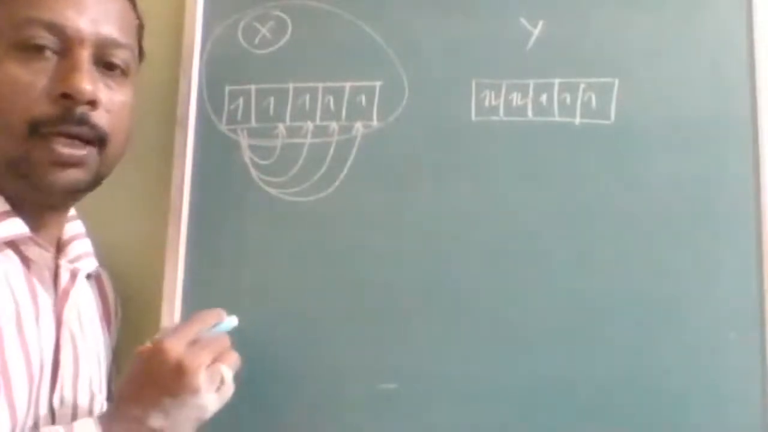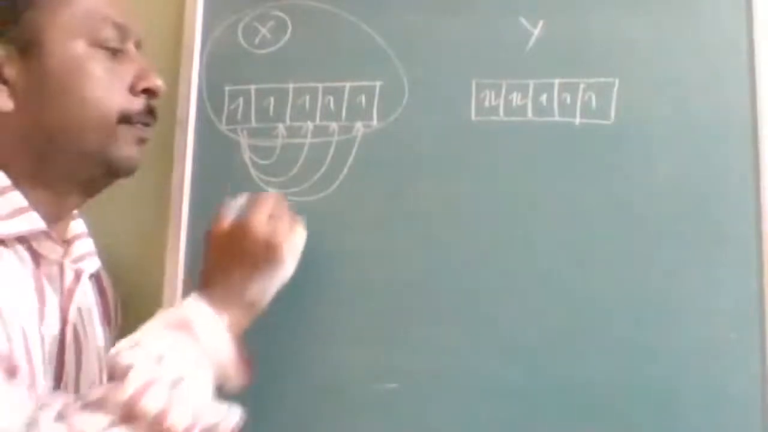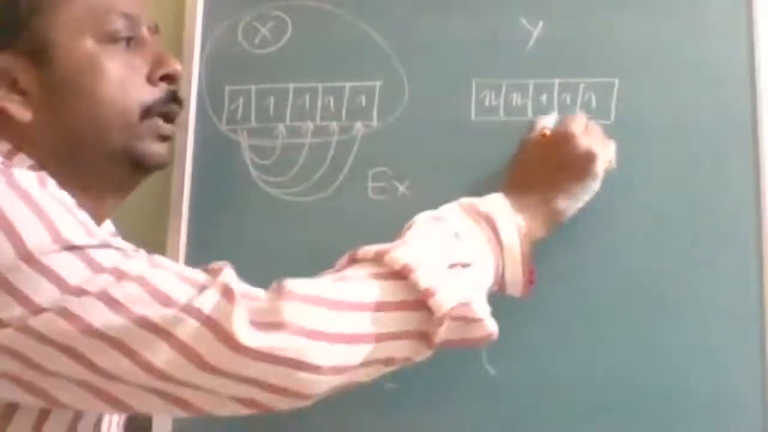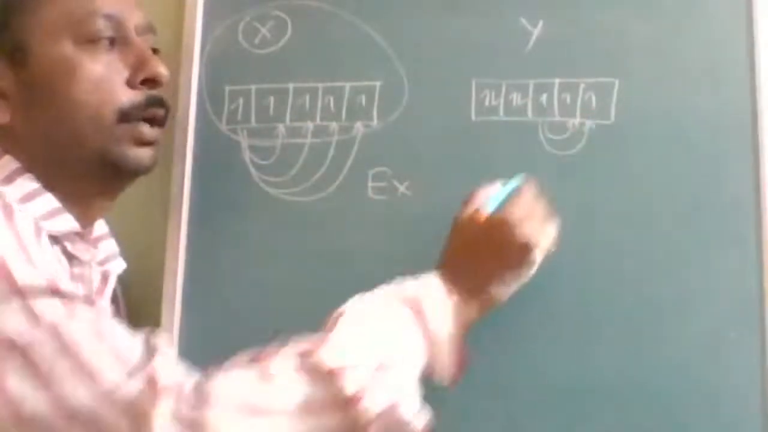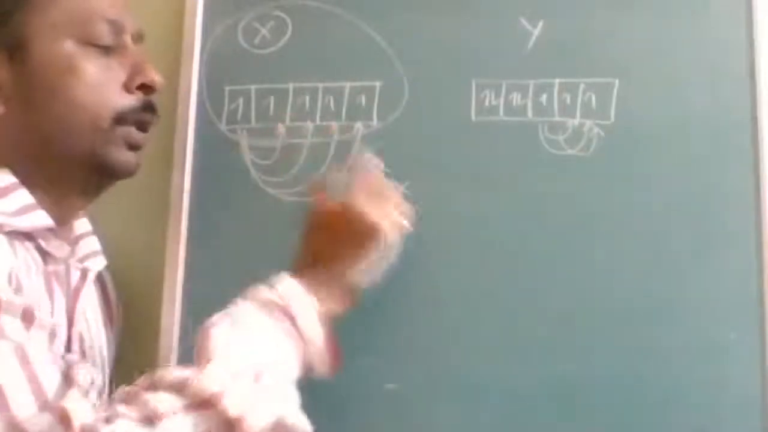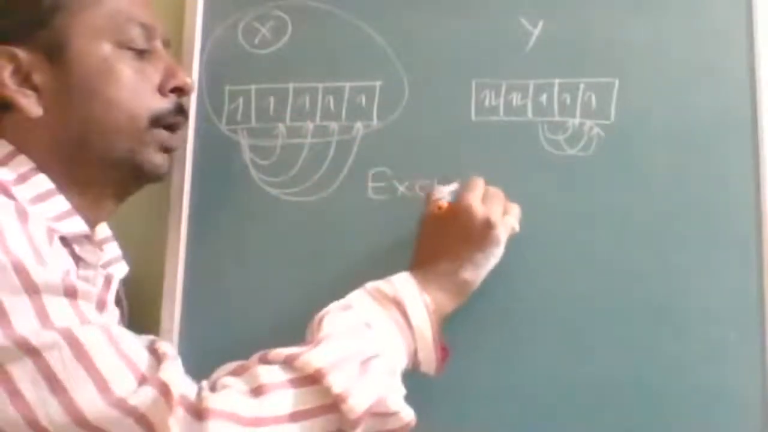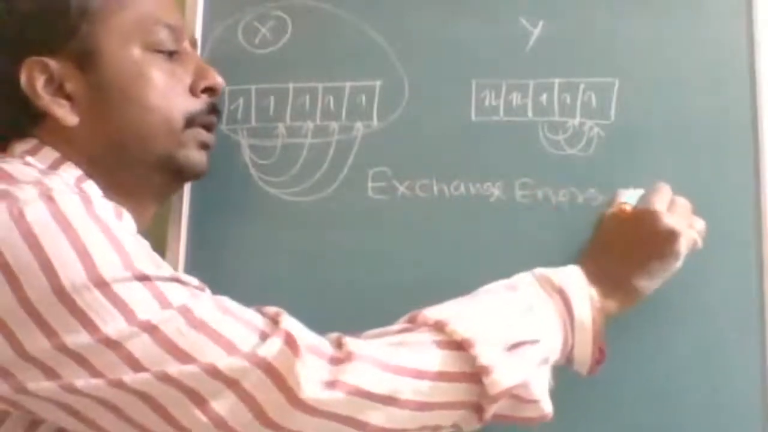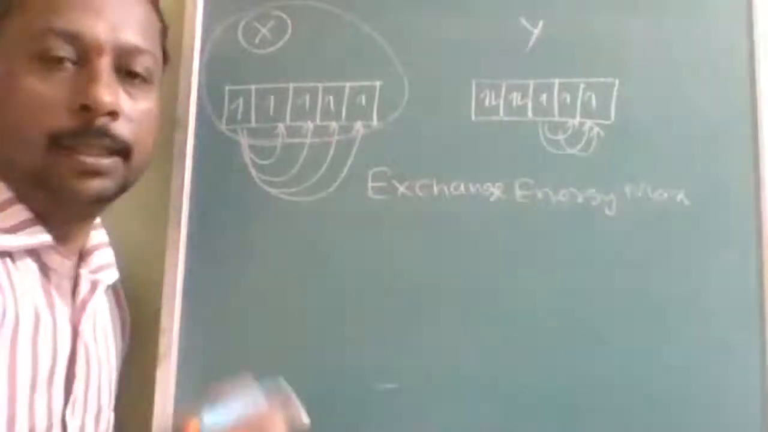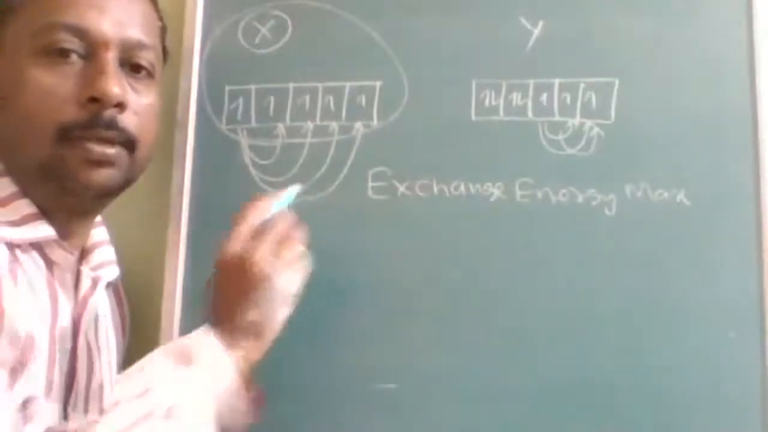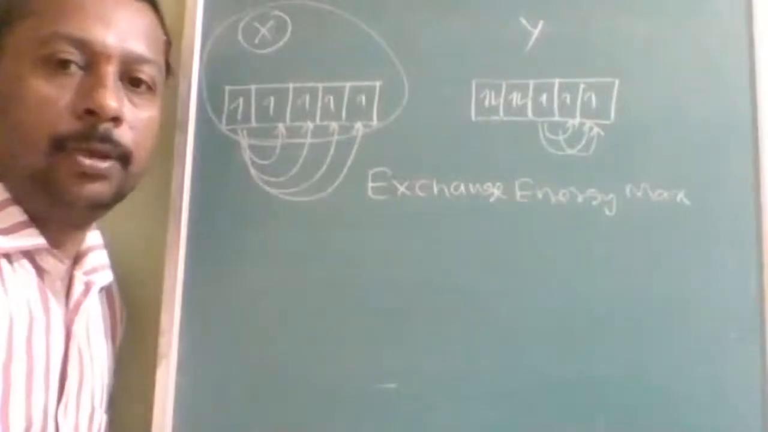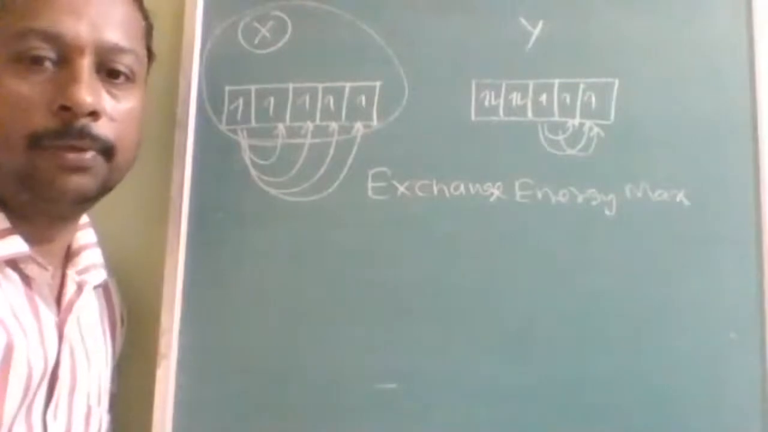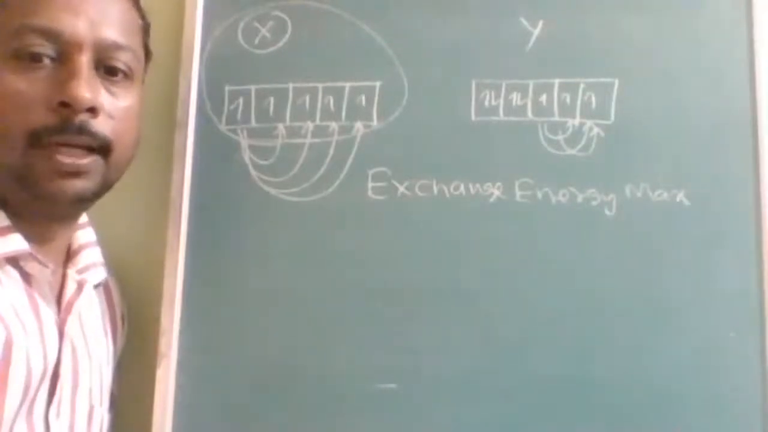That everybody knows half filled is more stable, but half filled is more stable because exchanges can take maximum. Here exchanges can take only minimum. Understood? Only 3 exchanges. Here more exchanges can take place. So exchange energy is maximum. What is the answer? Exchange energy. Therefore, stable. Okay. X is more stable due to exchange energy is maximum. Maximum exchange energy because maximum number of unpaired electrons are there.